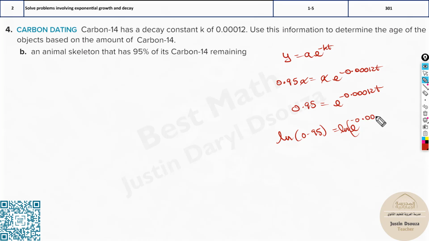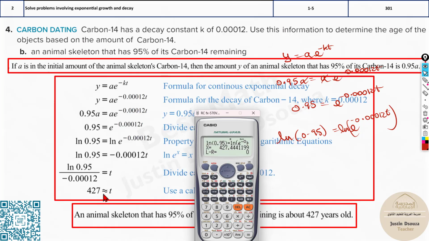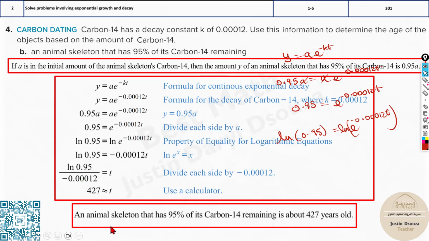Minus 0.00012 T. And now we will substitute in the calculator and solve it up. So here I've just changed that to 0.95 and then everything was same. And we'll press shift and solve and then equal to, here it just takes 427 years. You can see here, time is 427.44. In the exam, you can write at least 1 or 2 decimal points.